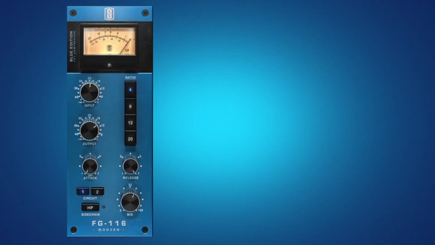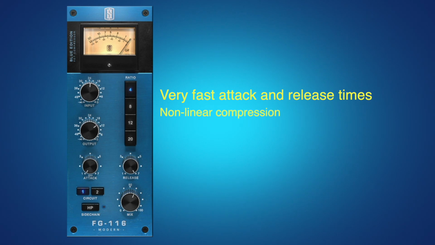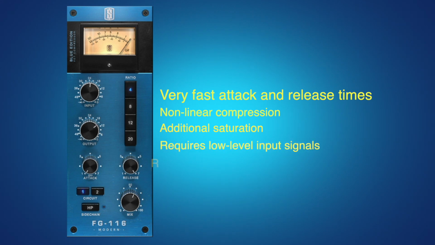Characteristics of a FET compressor: very fast attack and release times. Non-linear compression that adds character via harmonic distortion. Additional saturation due to the inclusion of transformers. Requires low-level input signals. Requires more output gain, which often raises the noise floor.